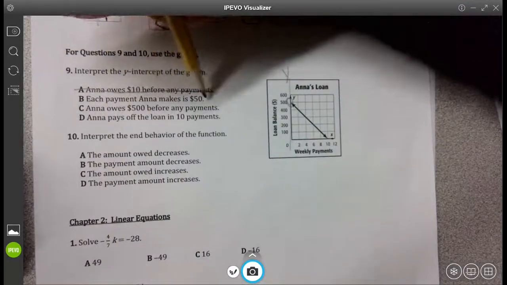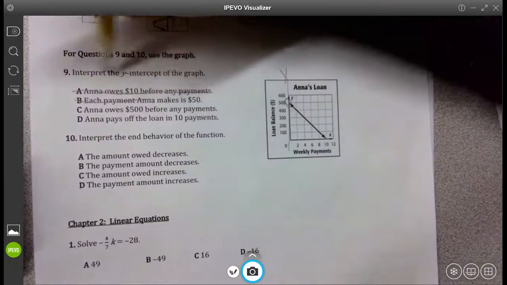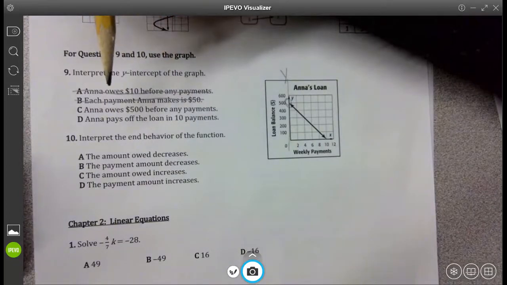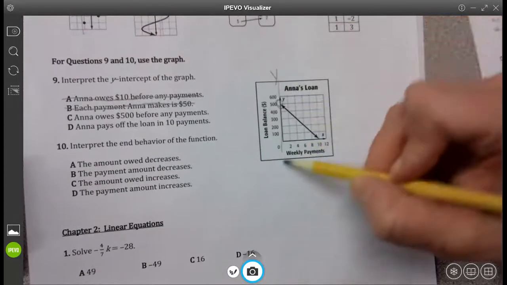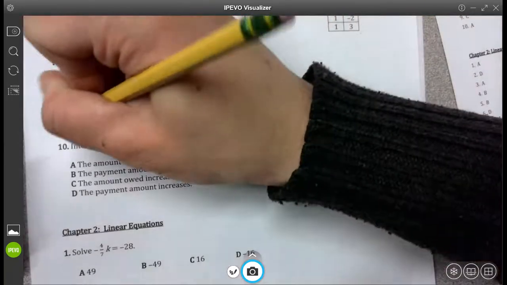Each payment Anna makes is 50. Well, it says 500. That has nothing to do with a y-intercept, even if that was true. Anna owes $500 before making any payments. Yes, so you begin at 0 and $500 is owed.